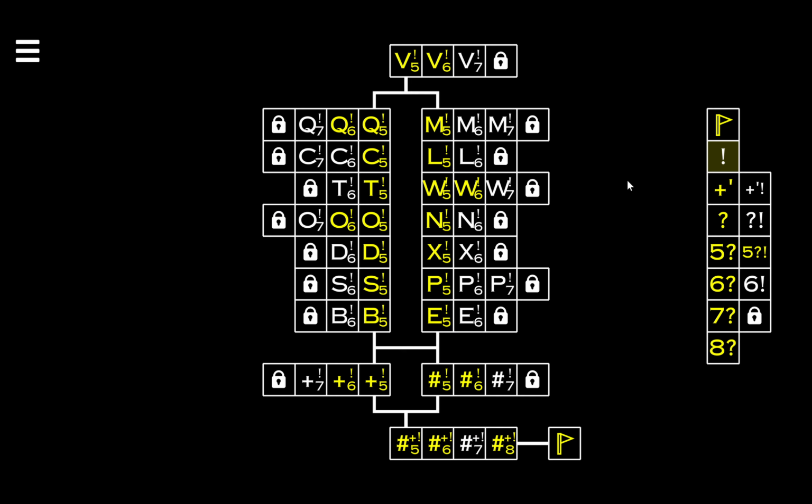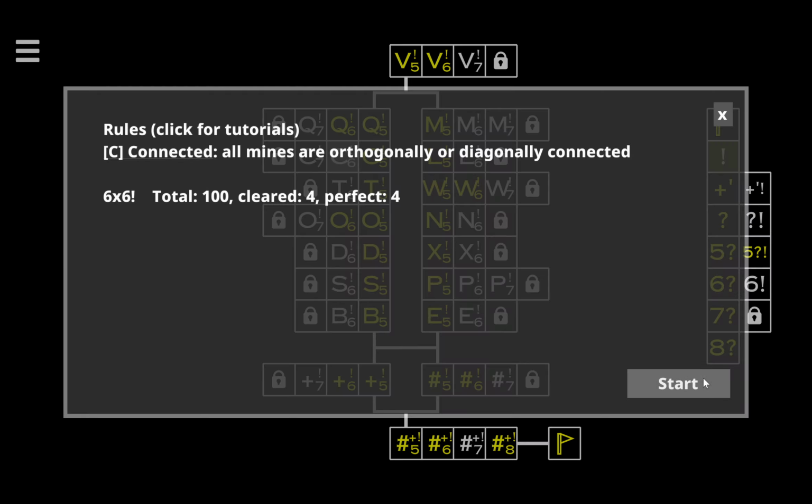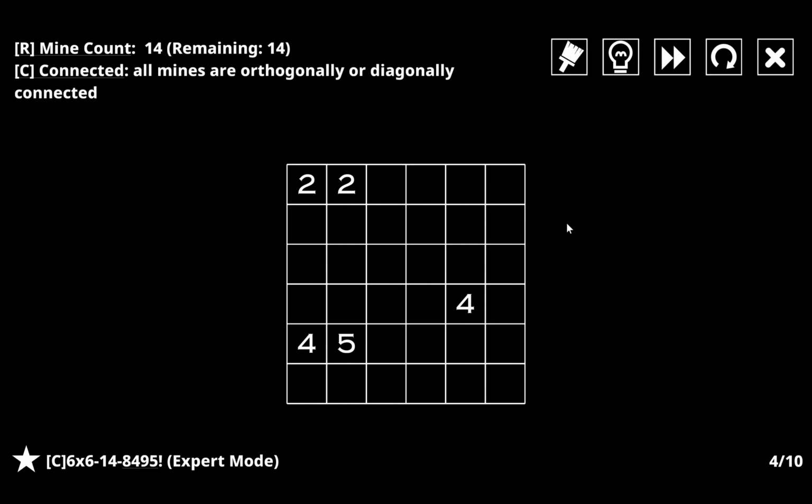We're now going to move on to a more difficult level. So let's just go through that.